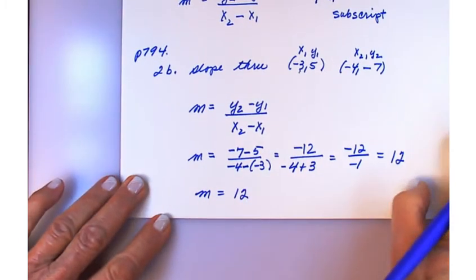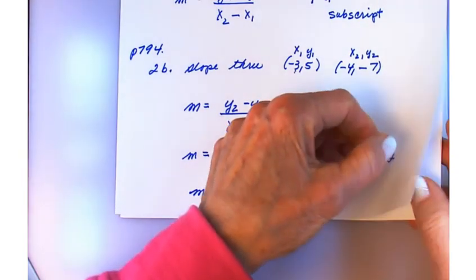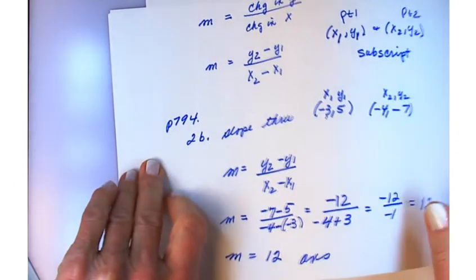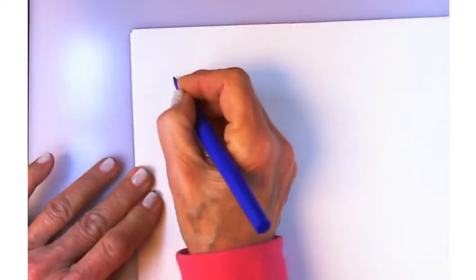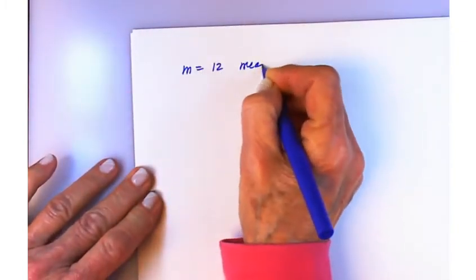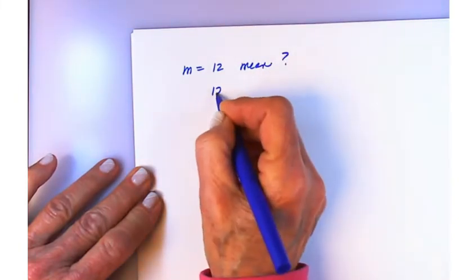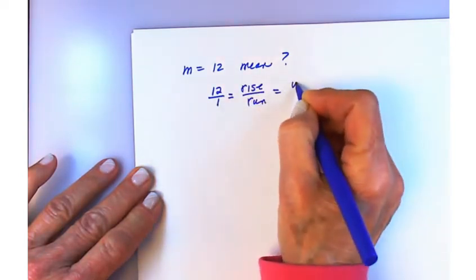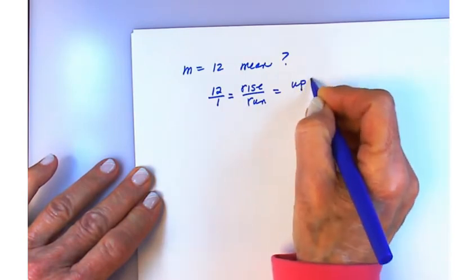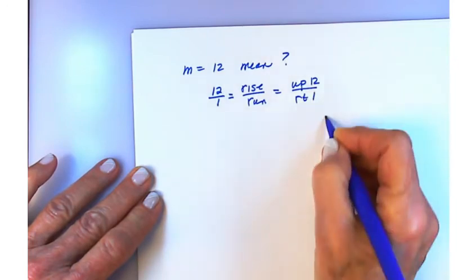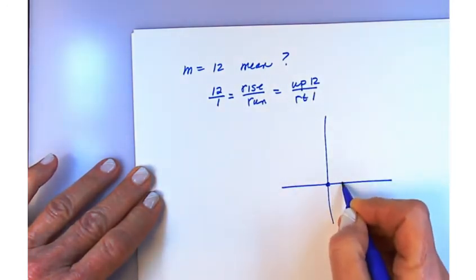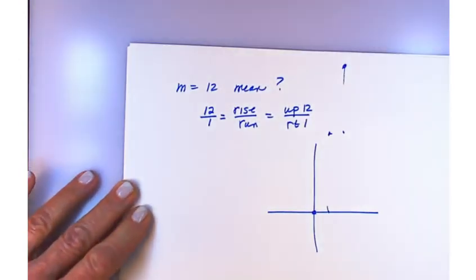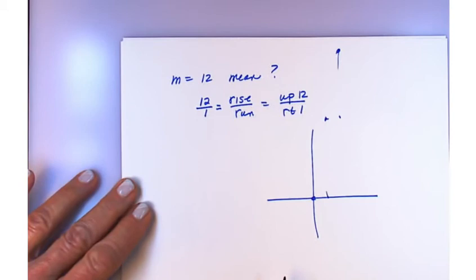So you might say, well, what does slope of m equals 12 mean? So this is the answer. I'm just going off to give you a little idea on the side. What does a slope of 12 mean? Well, remember, 12 is 12 over 1, so that's rise over run. That means up 12 to the right 1. So if I were doing this, I would go to the right 1 and then up 12. To the right 1 and up 12. That is what a slope of 12 means. Okay, it's a very steep slope indeed.